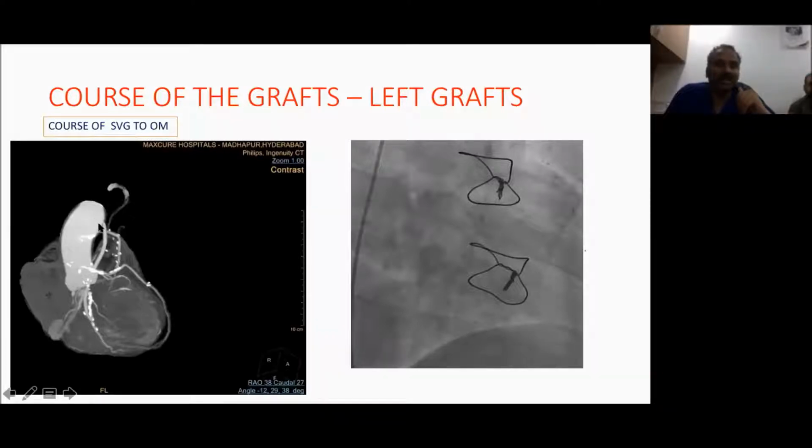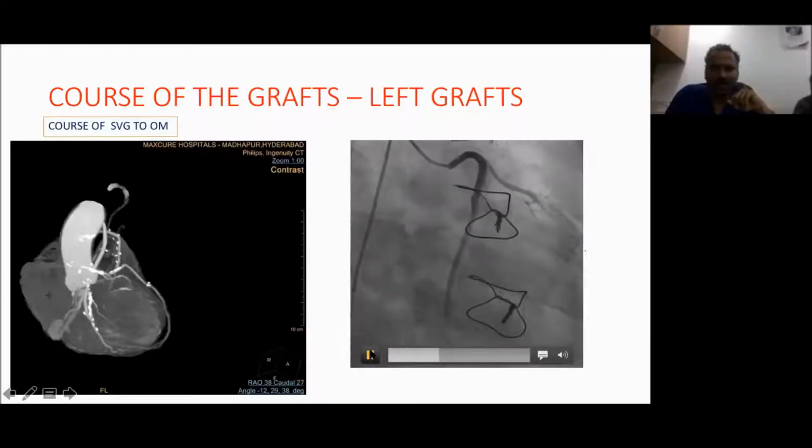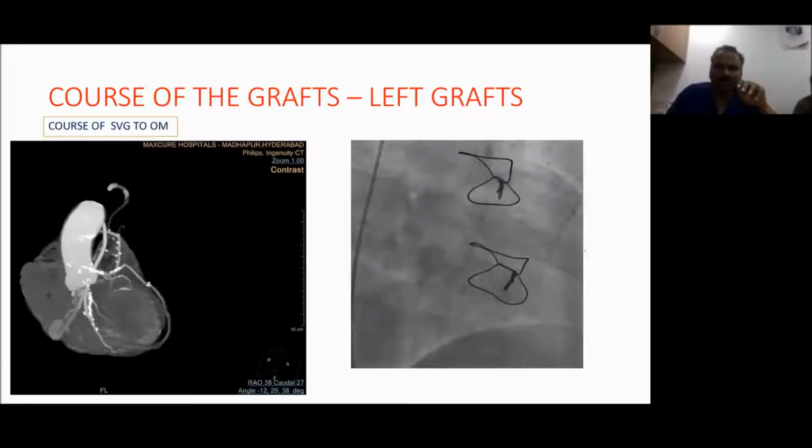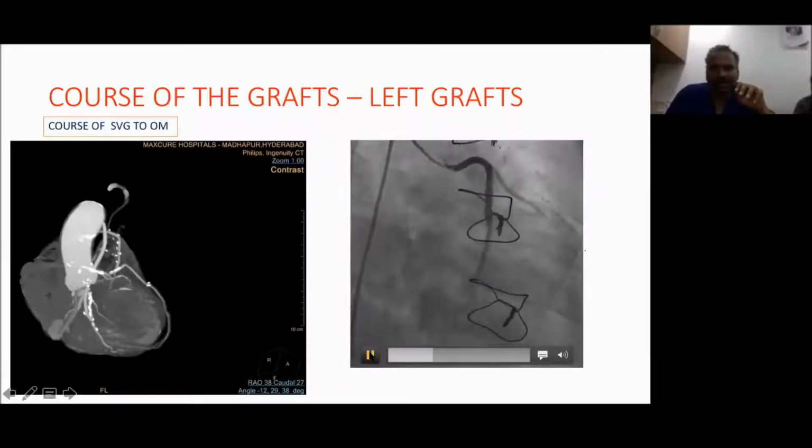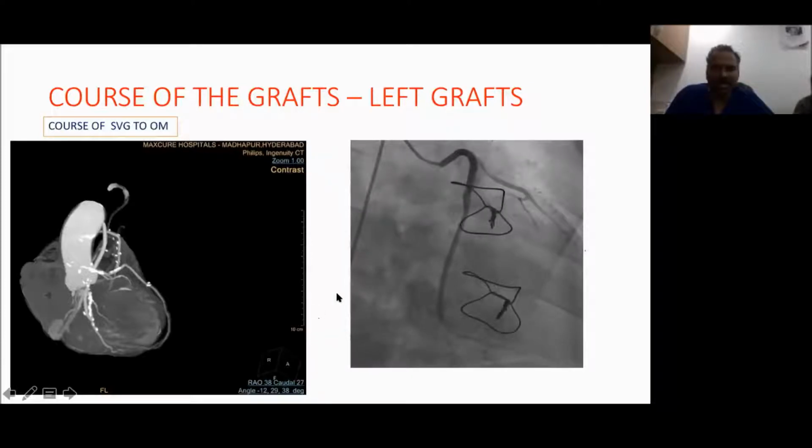You can see here the CT angio. It's a transparent view of the CT angio, where the venous graft to your OM is quite visible, completely visible over the entire course from proximal anastomosis to distal anastomosis. You can see this is RAO-caudal, as shown in your right lower corner. You can see how clearly it is visible. Both the CT angio and the angiogram are of the same patient. You can almost compare them, as they are in the same view.